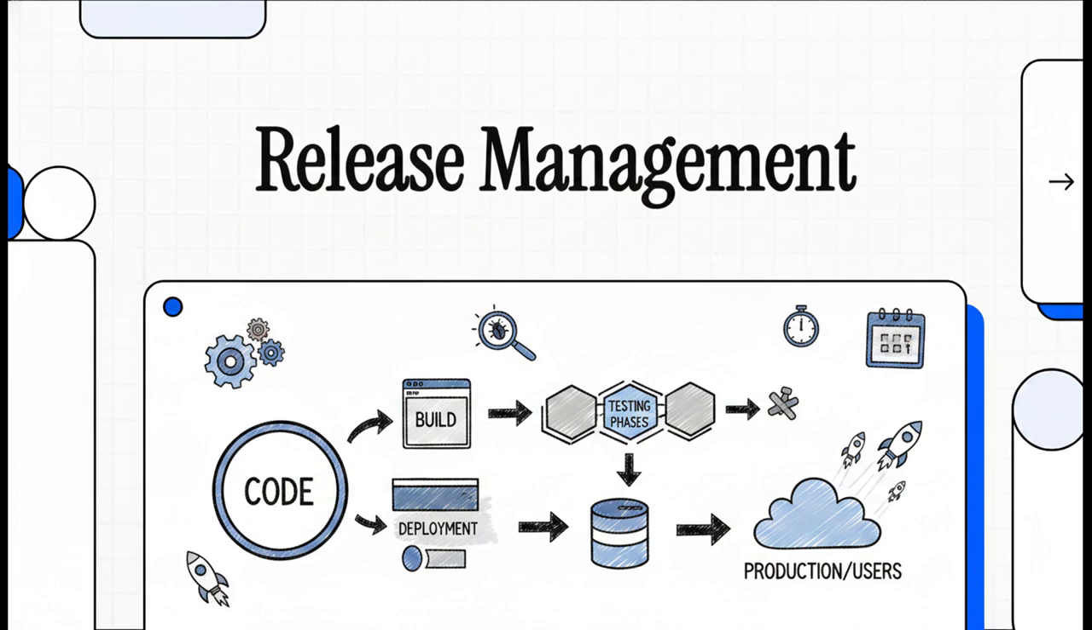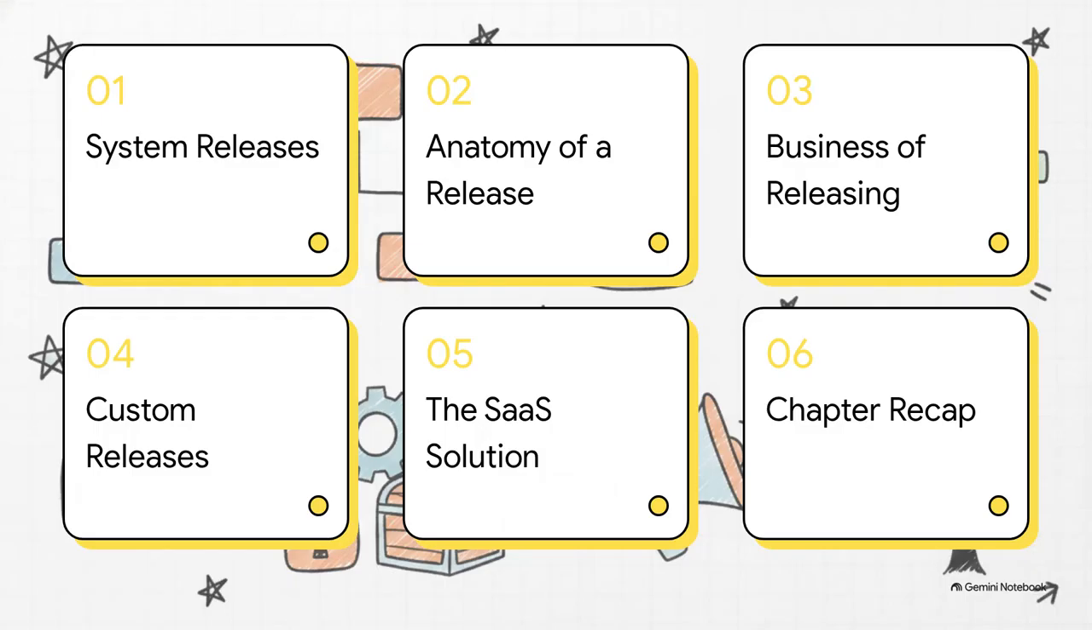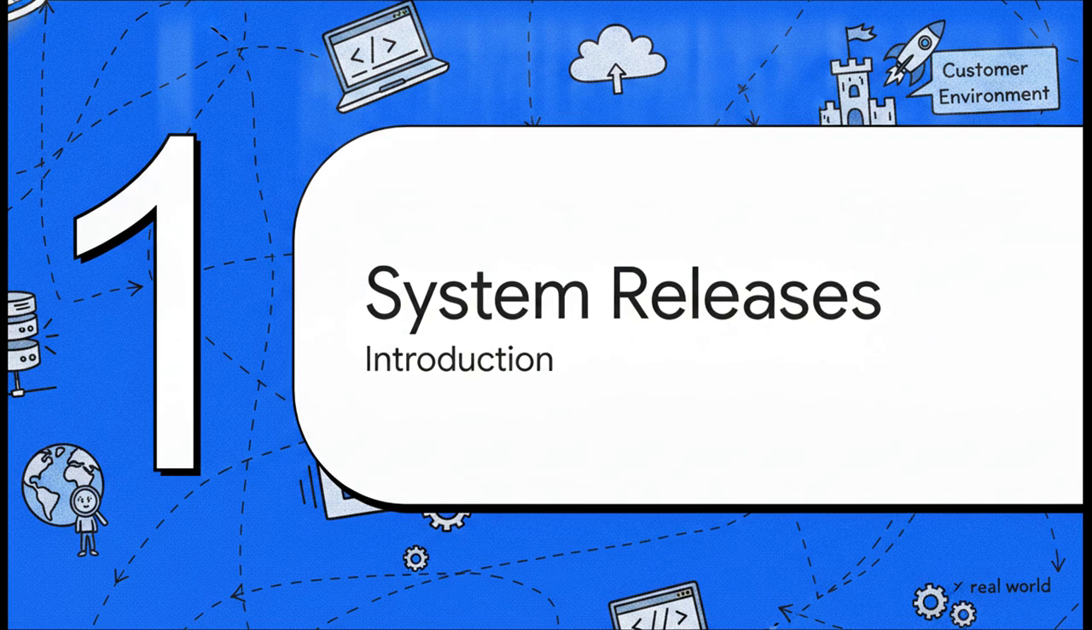As we go along, I'm going to use these visuals to make even the most complex, behind-the-scenes logistical processes of software engineering perfectly clear. Okay, so here is our syllabus for today. We're going to rigorously cover the exact steps of release management. We'll start with what a release actually is, break down its anatomy, explore the incredibly tricky business decisions behind it, and look at the absolute nightmare that is custom software. After that, we'll see how software as a service is totally changing the landscape and finish up with our master recap.